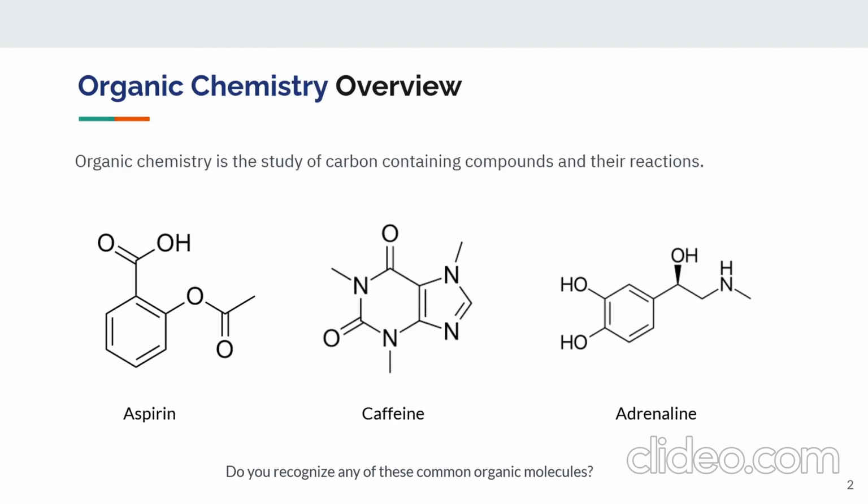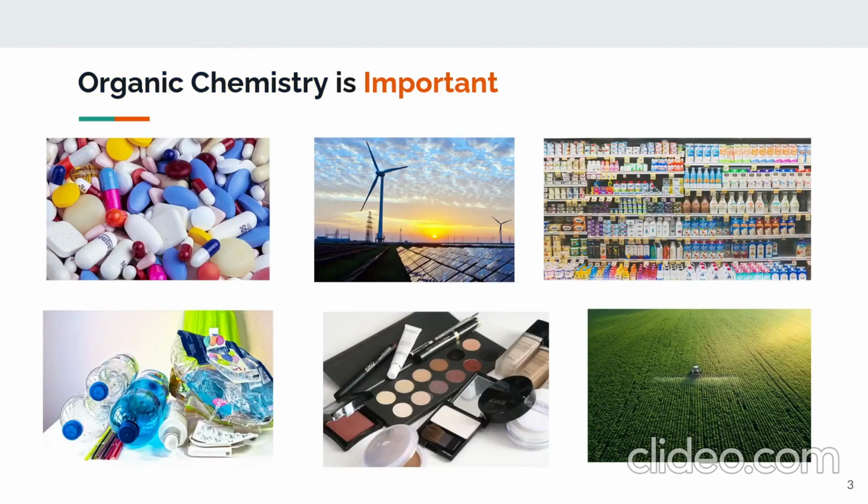These are some common organic molecules that you might recognize. As you can see from these pictures, organic chemistry is all around us, from medicine to solar energy to the foods we eat to plastics. It's even used in cosmetics as well as farming, so it plays an important role in our life. And in order to create the molecules that are necessary to make these products, chemists need to perform reactions, which are made up of elementary steps.